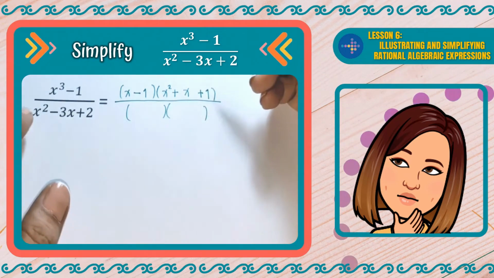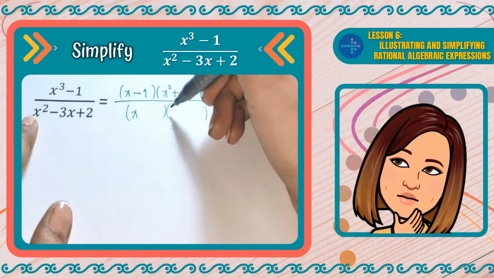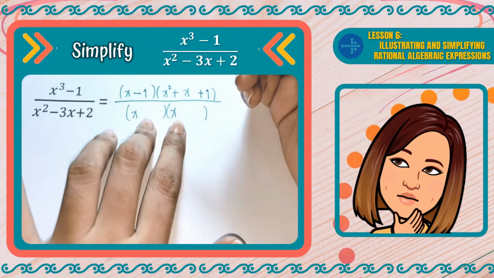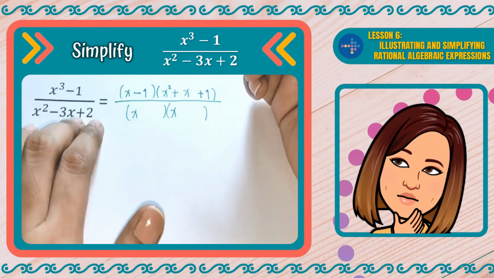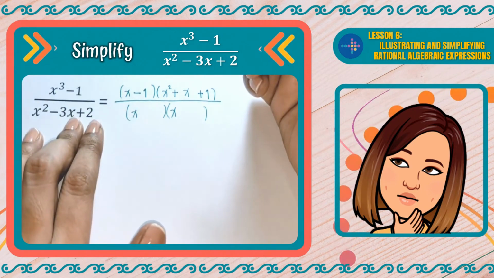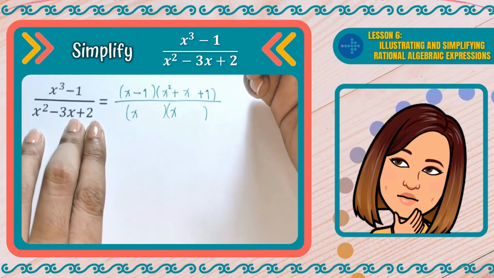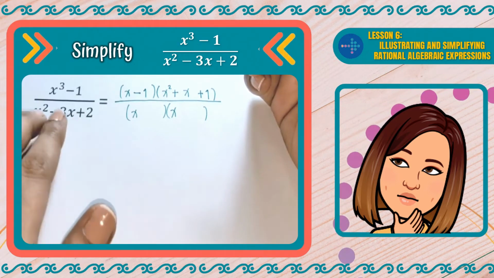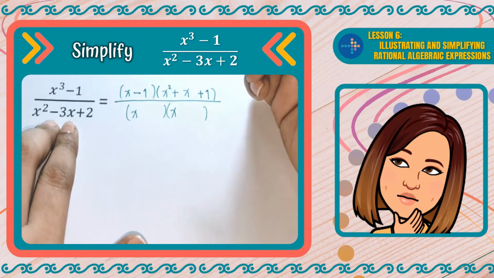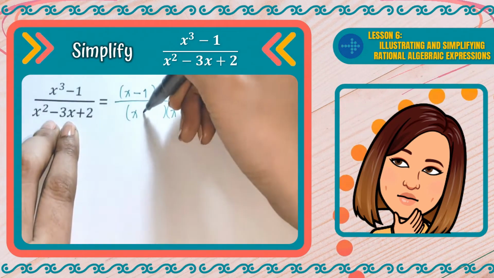So, ano ang factors ng x squared? So, we have x and x. Then, yung dalawang numbers sa dulo ay manggagaling sa factors ng positive 2. Since positive yung 2 o yung last term natin, pareho sila ng sign. So, tingin tayo sa middle term, negative. So, pareho silang negative.